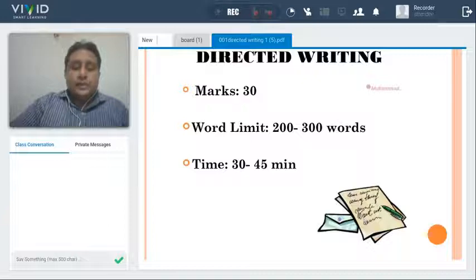As I told you yesterday, the writing paper is of 60 marks in total, and the time allocated for this paper is 1 hour and 30 minutes. Each section has 30 marks. Directed writing is of 30 marks. There will be one question, either a letter or a report, a speech or an article to write. That will be a compulsory question for you.